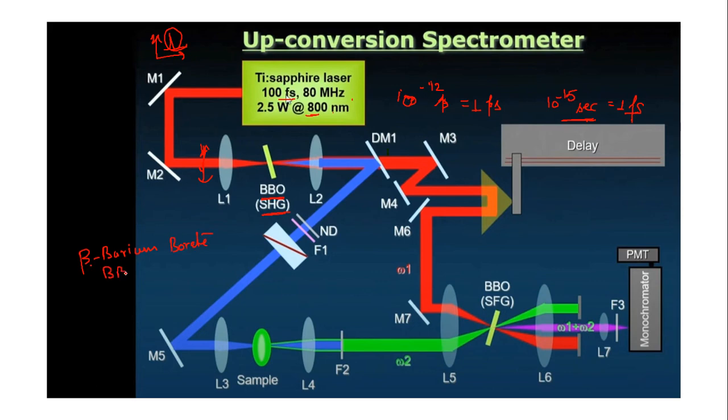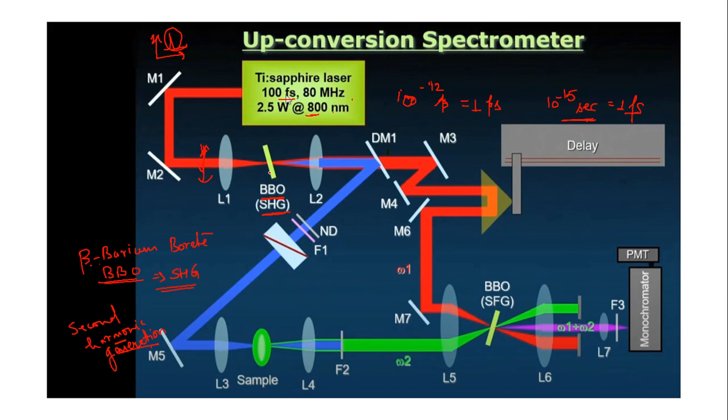So this BBO, beta barium borate, is an inorganic material first of all, and it is an SHG material. What is this SHG? SHG is second harmonic generation material. Now, what is this? Second is for second order, and harmonics is always related to the frequency of the light beam.